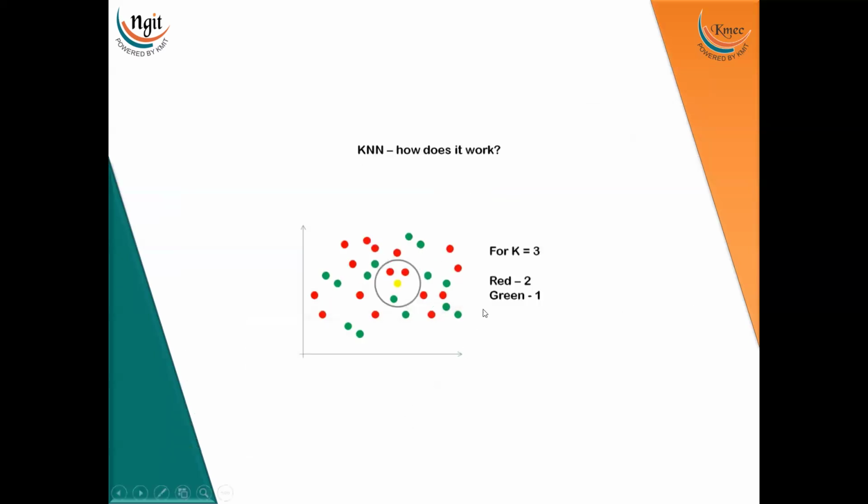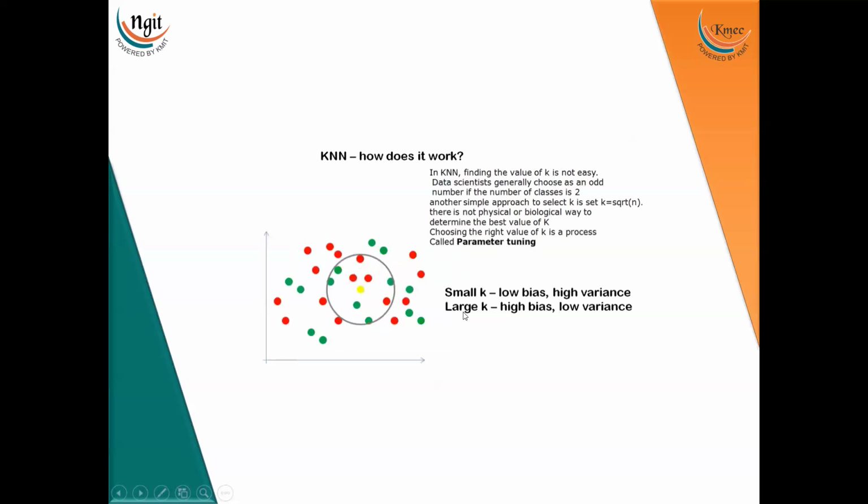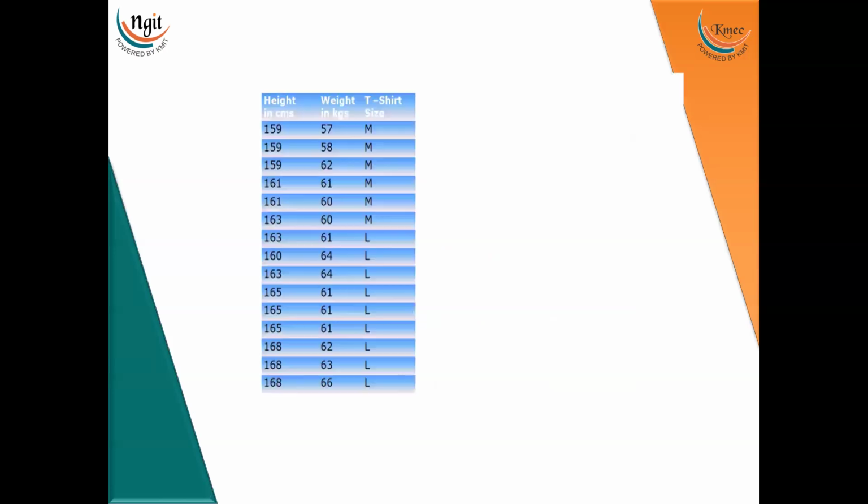And see here, if you take k equal to 3, it belongs to red, and if you take k equal to 9, it belongs to green. That's why choosing the k value is important. I already told you that choosing the right value of k is called parameter tuning. If you take a small k, you'll have low bias and high variance, which relate to the two challenges of overfitting and underfitting in machine learning. And if you take a large k, there will be high bias and low variance. So we should manage these two things while choosing the k value.